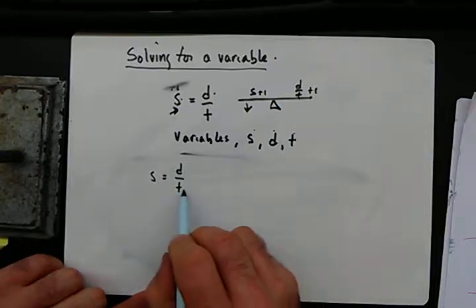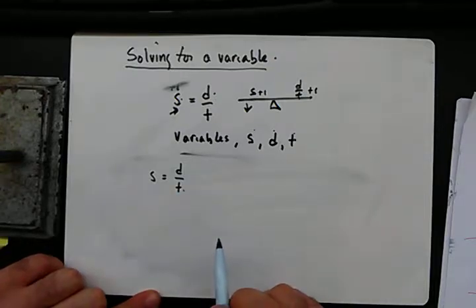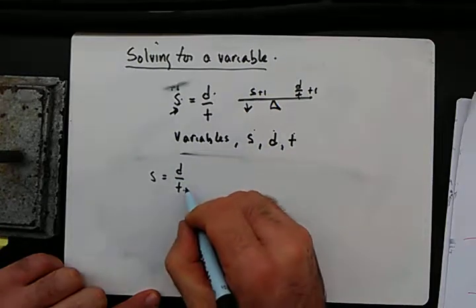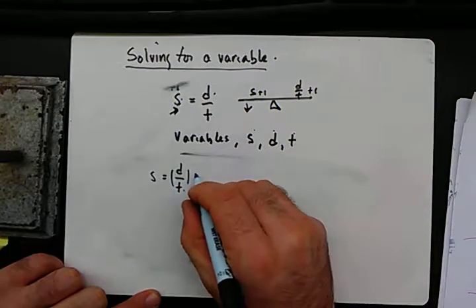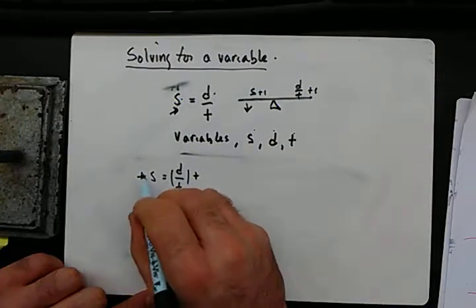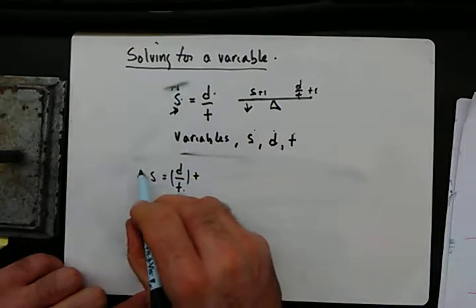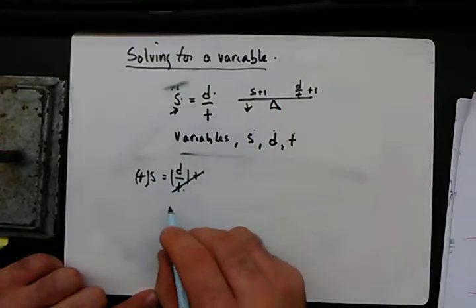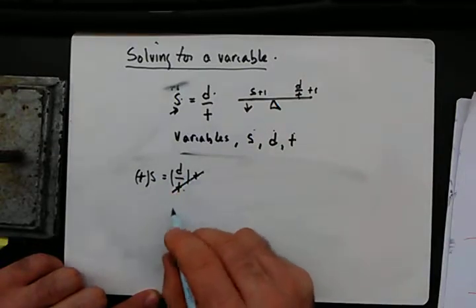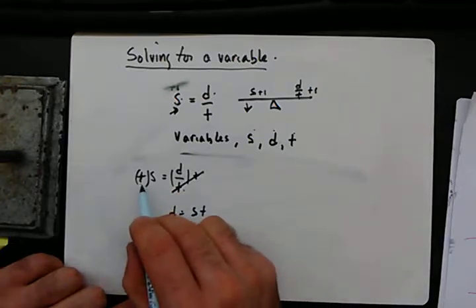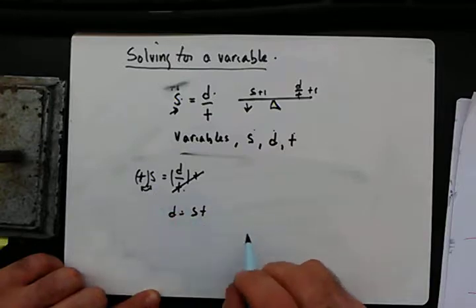Okay, so we're going to get T by itself on both sides. There's a couple things we can do, but when I look at it, let's do this first. Let's multiply both sides by T, and get rid of it on that side. So what I have left is my original formula. Distance is speed times time. You can switch these two. They're commutative.